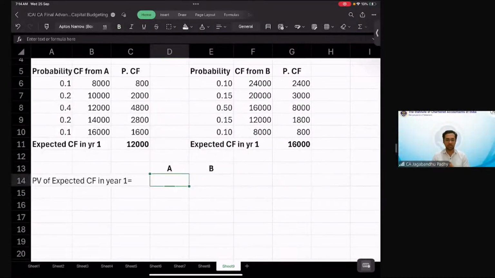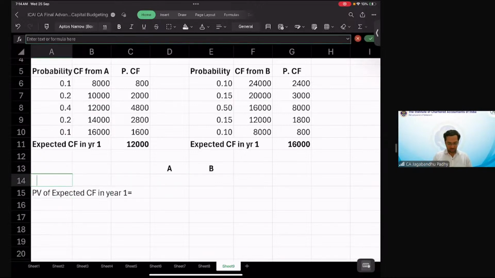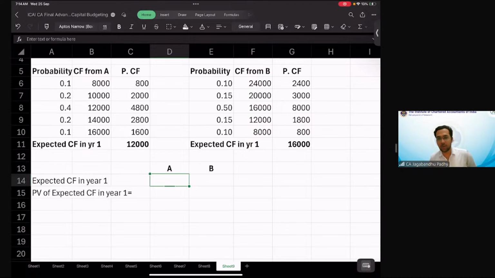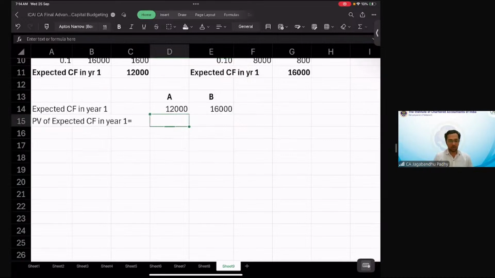Expected cash flow. What's the present value of expected cash flow in year one? For that, let me first write down the expected cash flow in year one. It stands as 12,000 for A and 16,000 for B. Then what will be the expected cash flow? We just need to multiply the cash flow with the PV factor.